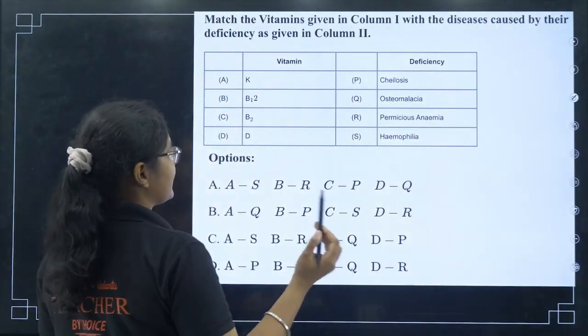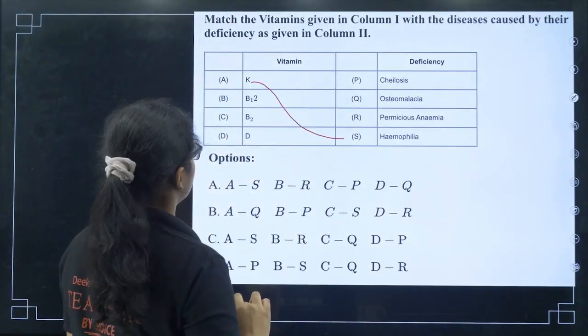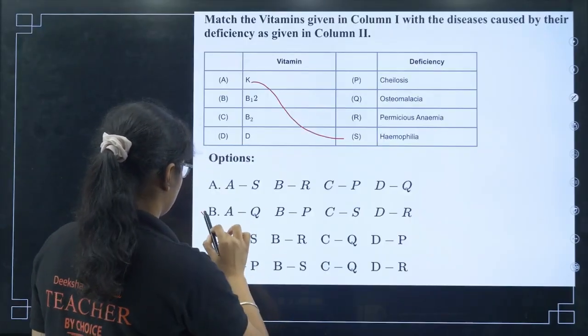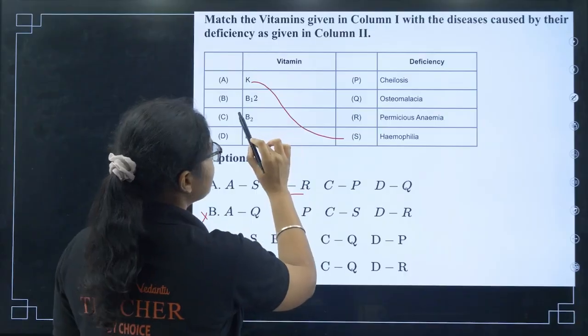Next question. So vitamin K is used for what? You know, it is related to blood clotting. So hemophilia, I can see K has to be S, sorry, A has to be S, so that is 2 options. I can eliminate these 2. Next, B, vitamin B12.